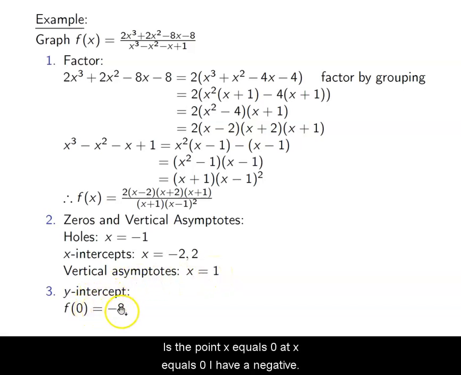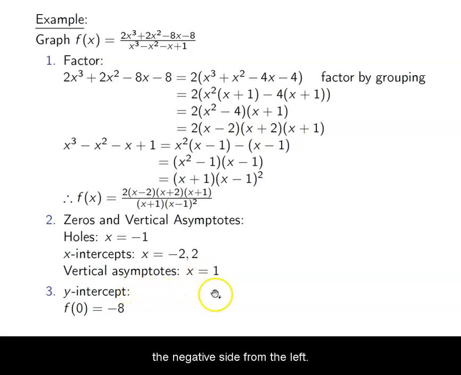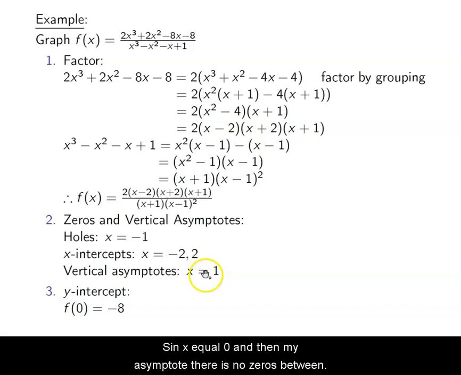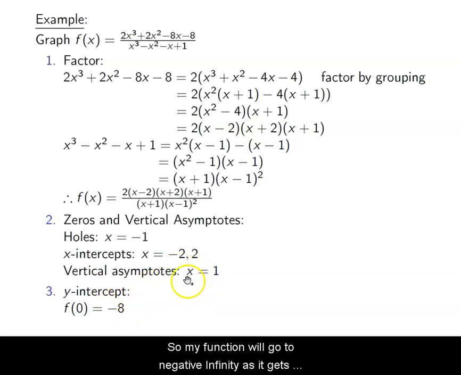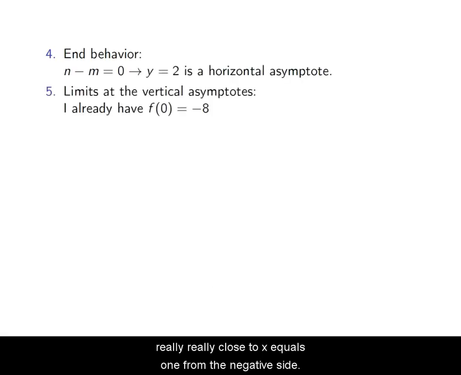At x equals 0, I have a negative value, which means that I go to -infinity as I approach my asymptote from the negative side, from the left, okay? And I know this because it goes -2, then x equals 0, and then my asymptote. There's no zeros between -2 and my vertical asymptote, so I know that I have a negative value in between those 2 points, so my function will go to -infinity as it gets really, really close to x equals 1 from the negative side, okay?